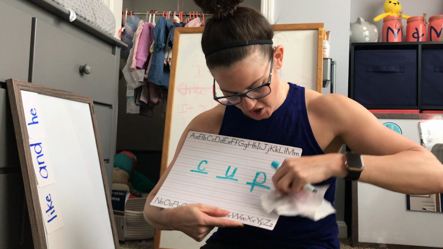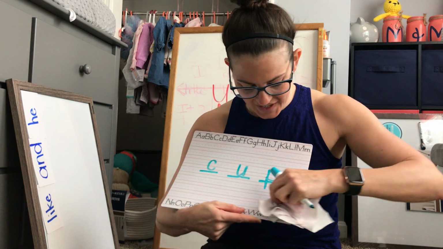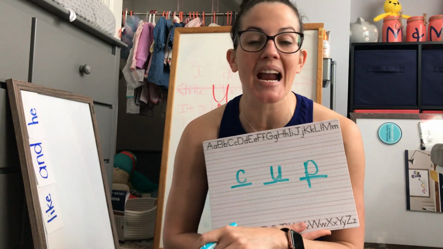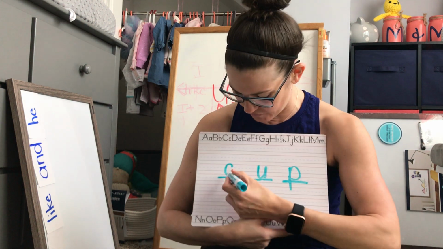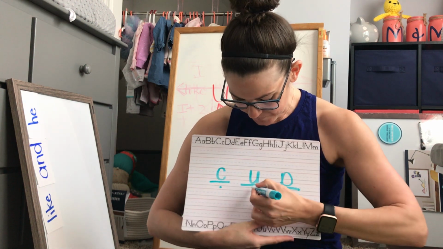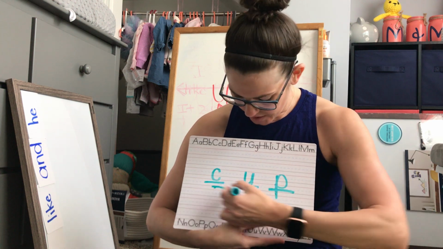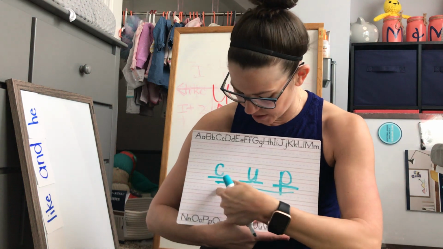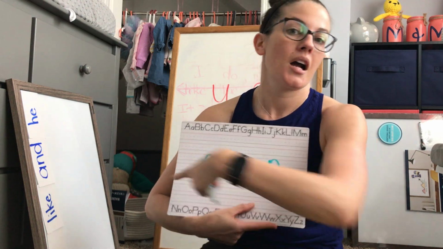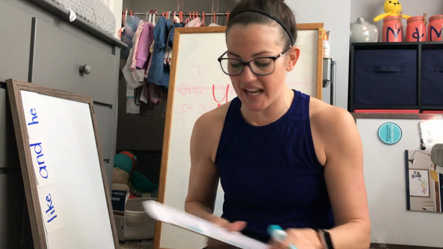So remember, we always talked about at school, one letter can totally change a word. That's why it's so important for us to be good readers and writers. So let's read it this way, the right way. Cup, cup. And remember, I can hold the vowel sound in my mouth. Cup, cup. And it makes all those letters blend nicely together.